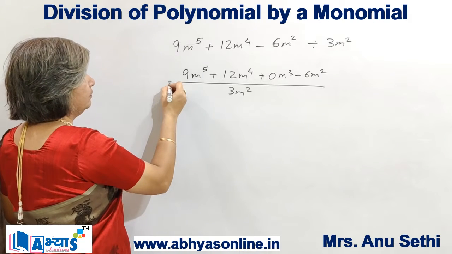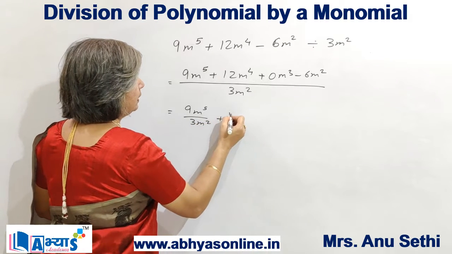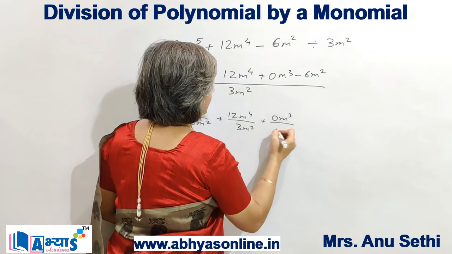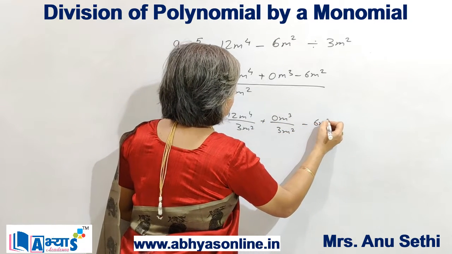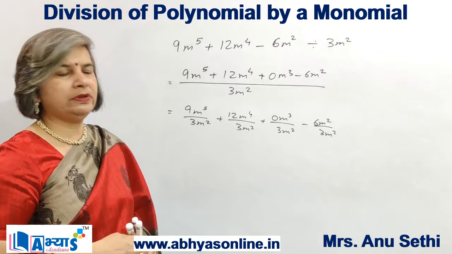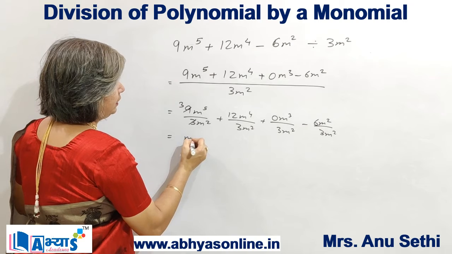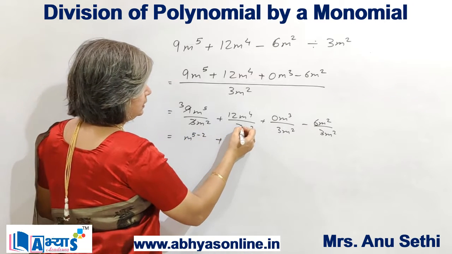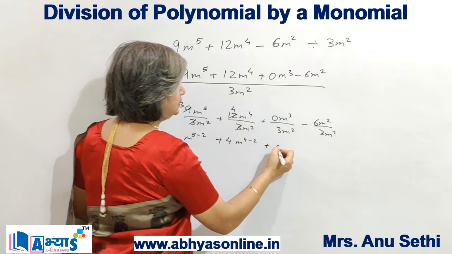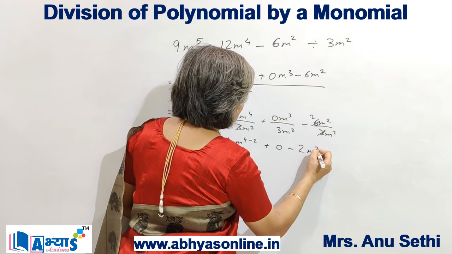In the next step, we will divide each term by the divisor, that means 9m^5 upon 3m square plus 12m^4 upon 3m square plus 0m cube upon 3m square minus 6m square upon 3m square. That means we will divide each term of the polynomial by the divisor. Now as we divided, we get 3 and m raised to power 5 minus 2, plus 4 m raised to power 4 minus 2, plus 0, minus, if I divide it, I get 2, so it will be 2 m raised to power 2 minus 2.